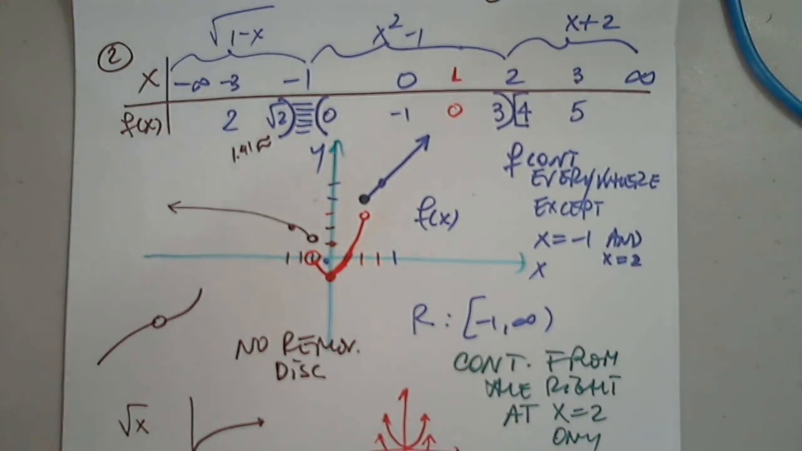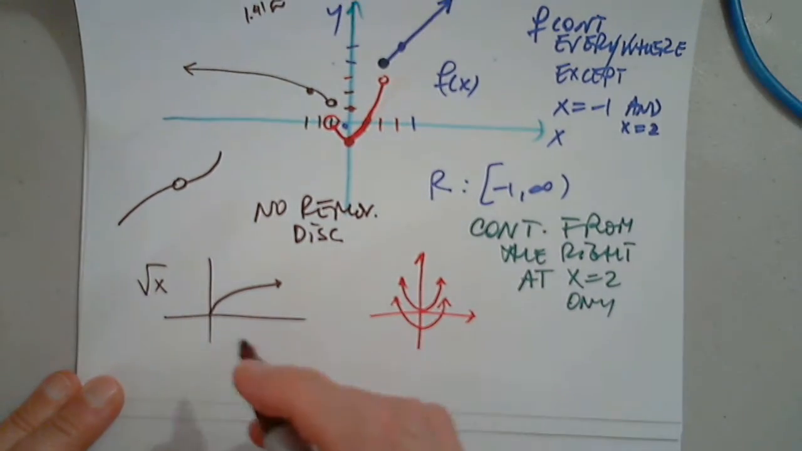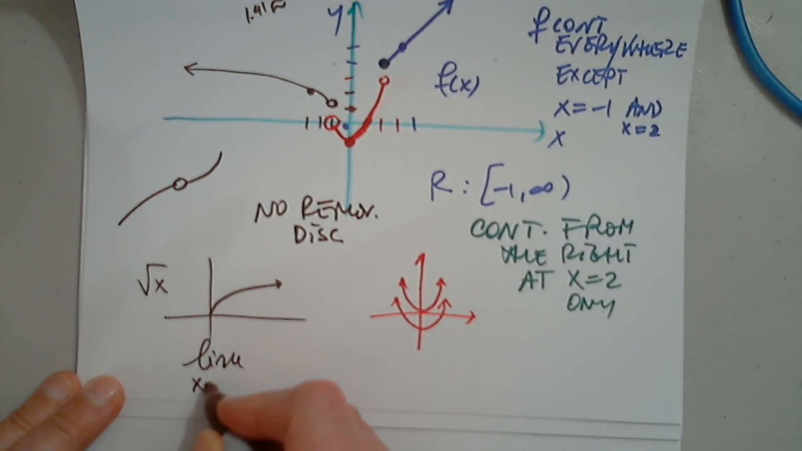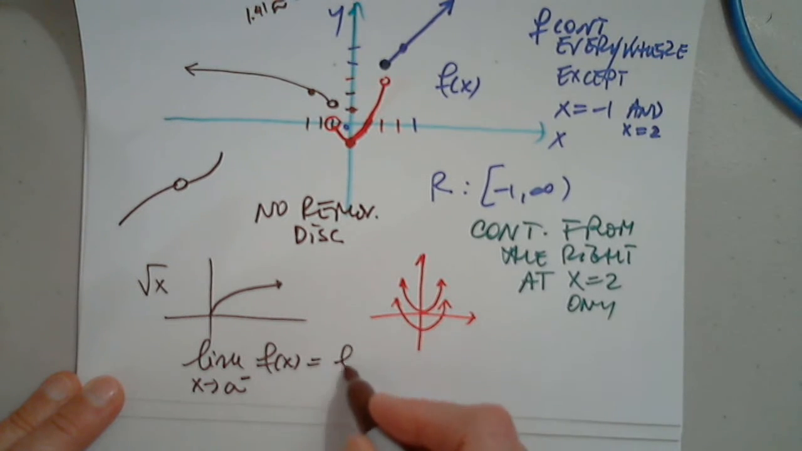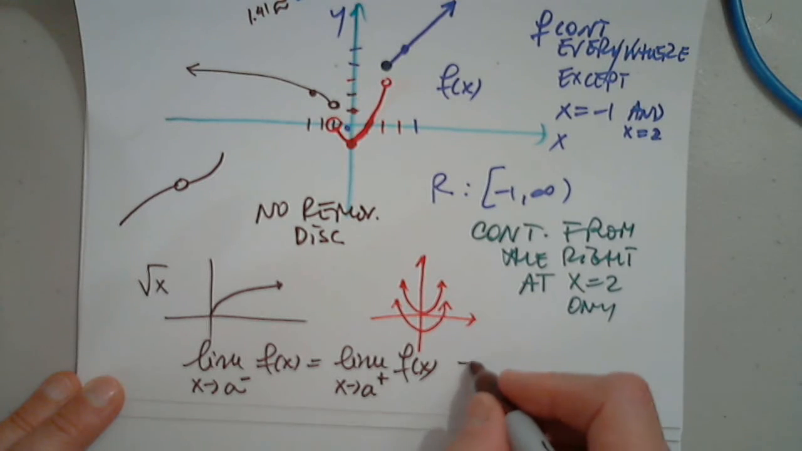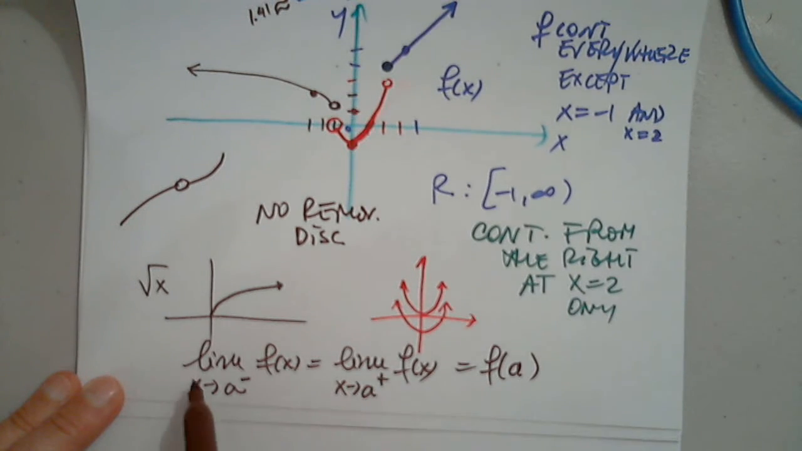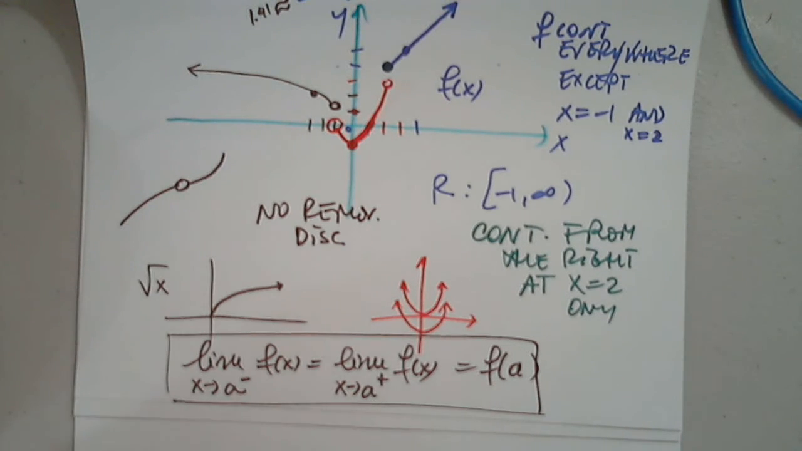We are also asked to present the definition of continuity at a point. Limit as x approaches a from the left equals the limit as x approaches a from the right equals f of a. Remember, continuity at the point has 3 pieces. If you present only 2 pieces, you can't get full credit. Continuity at a point has 3 different conditions.